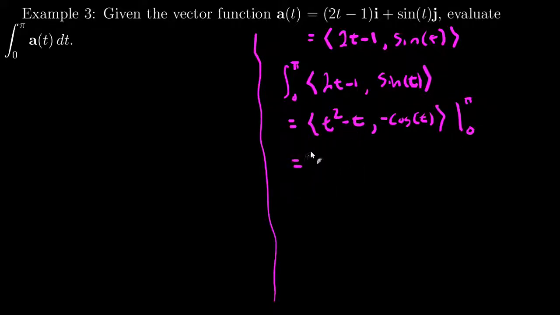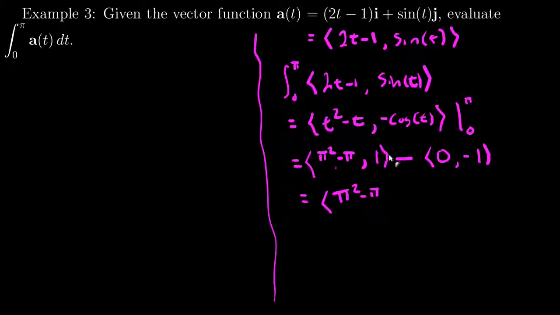So I put in the pi, and I will get pi squared minus pi. I put in the pi here. Cosine of pi is negative 1. A negative 1 is positive 1. And then I substitute in the 0. 0 squared minus 0 is 0. Cosine of 0 is 1. With this negative sign, gives me a negative 1. And pi squared minus 0 is pi squared minus pi. 1 minus negative 1 is 2. So that's one way to solve this.